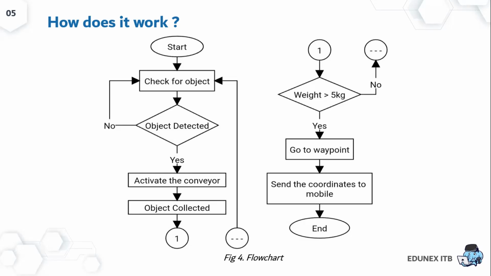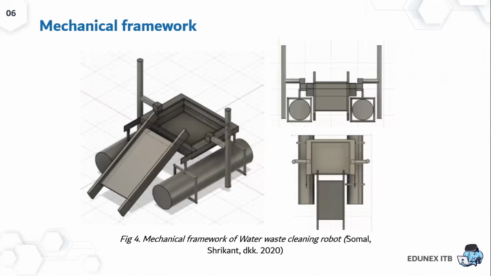So how do we make this robot? Is it so hard? Based on this picture that you can see on the screen, this is the mechanical framework of the robot to be built, which consists of a brushless DC motor that moves the robot from the back. Then there is a conveyor and a DC motor that can move garbage, to lift the garbage from the surface of the river to the trash can.